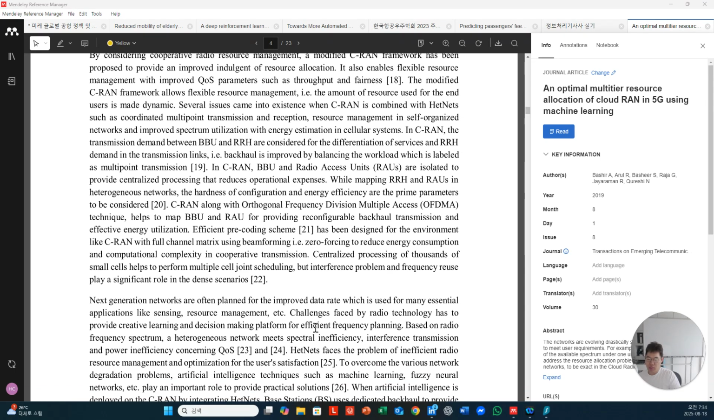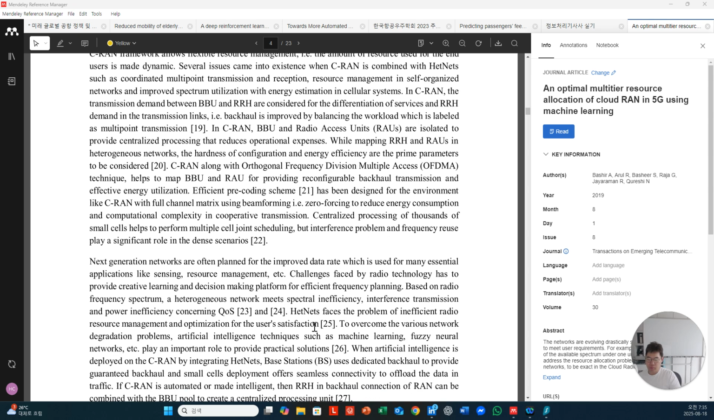Next-generation networks are often planned for improved data rate, which is used for many essential applications like sensing, resource management, etc. Challenges faced by radio technology help to provide a creative learning and decision-making platform for efficient frequency planning based on the radio frequency spectrum. A heterogeneous network meets spectral inefficiency, interference, transmission, and power efficiency concerns regarding QoS, and HetNet faces the problem of efficient radio resource management and optimization for user satisfaction. To overcome the various network paradigm problems, artificial intelligence techniques such as machine learning, fuzzy neural networks, etc. play an important role in providing practical solutions.